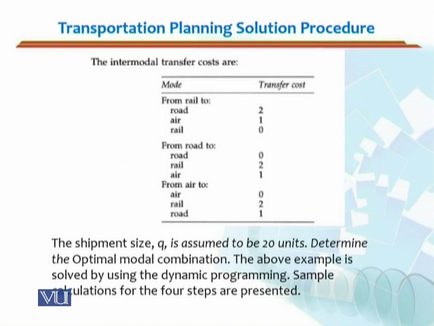The shipment size Q is assumed to be 20 units. Determine the optimal modal combination. The above example is solved by using dynamic programming. We talked about some of the concepts of dynamic programming in our previous sessions, so I will not go through all the calculations. Instead, I will go through some sample calculations.